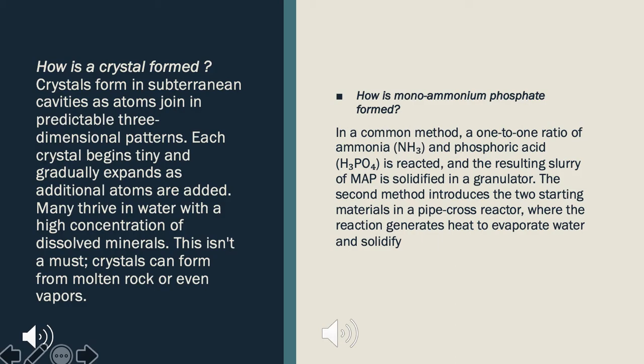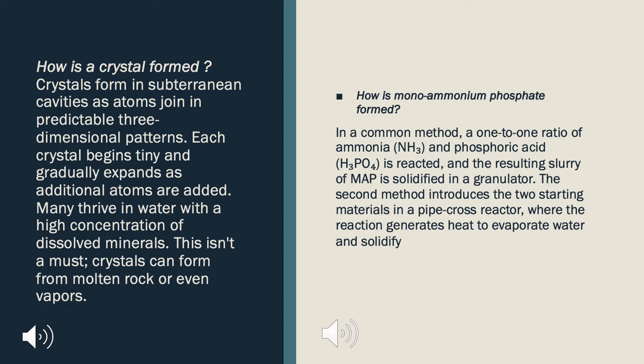First, we need to know how a crystal is formed. Crystals form in subterranean cavities as atoms join in predictable three-dimensional patterns. Each crystal begins tiny and gradually expands as additional atoms are added, many from water with a high concentration of dissolved minerals. This isn't a must. Crystals can form from molten rock or even vapors.